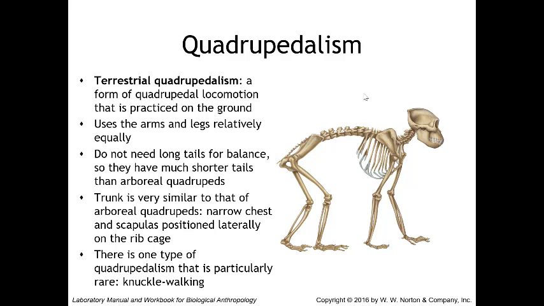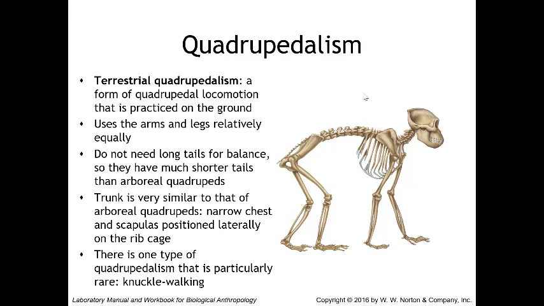So the weight is being borne on the feet and the hands, so therefore their bones must be a little bit more robust. Terrestrial quadrupeds don't need long tails for balance, so they'll have much shorter tails than our arboreal quadrupeds. And the trunk is very similar to that of arboreal quadrupeds. They'll have a narrow chest and scapulas positioned laterally to the rib cage. Less common than arboreal quadrupedalism, it's mostly found in the Cercopithecines, which are our terrestrial Old World monkeys.